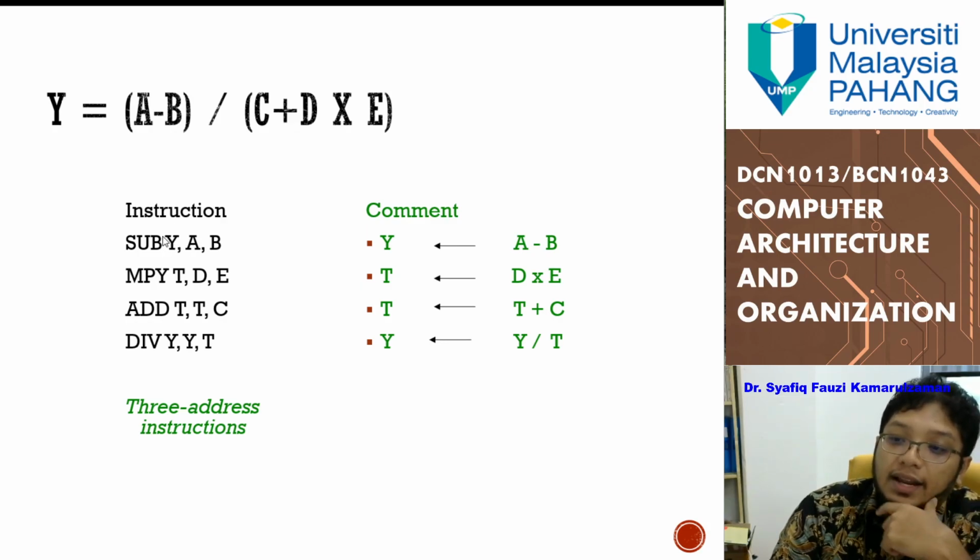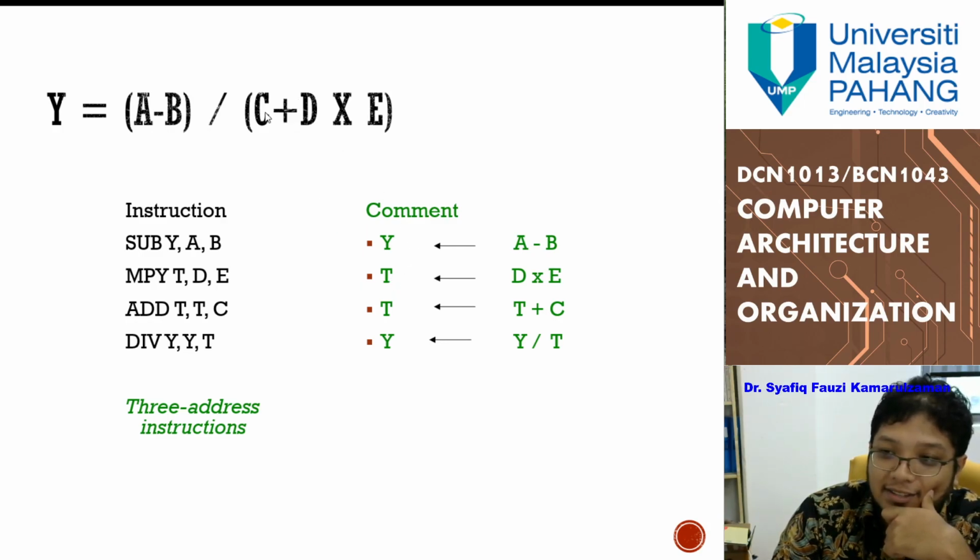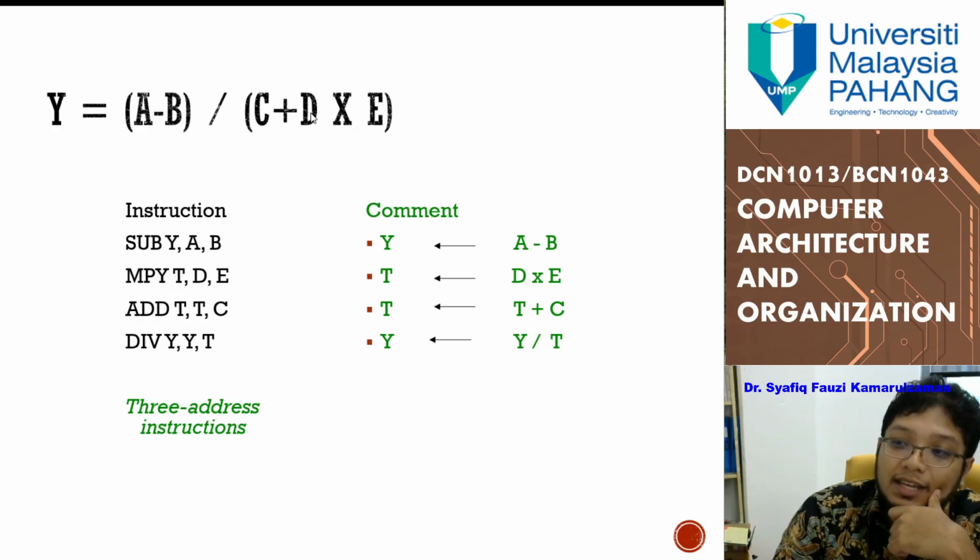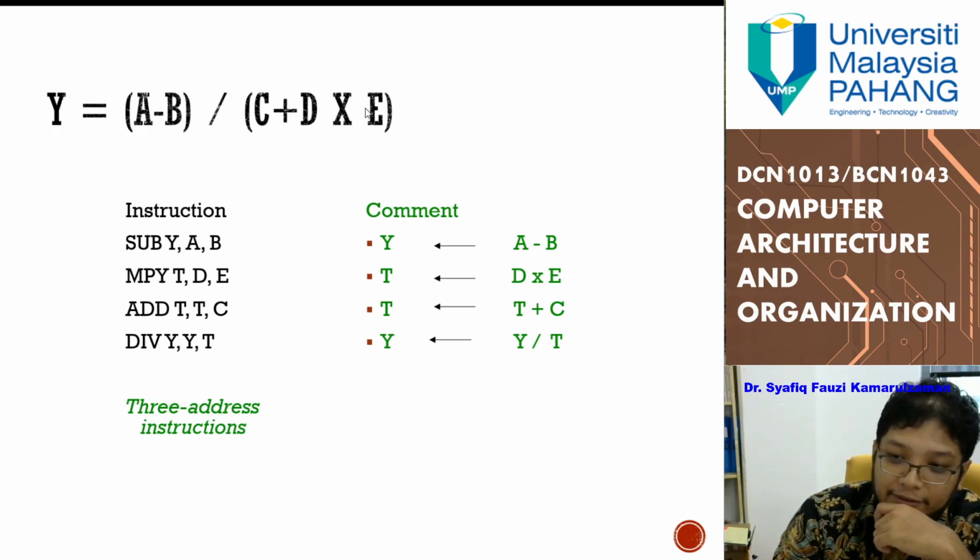And then multiply TDE. So they do the DE first, D times E, so the data is being stored in T. They do not add the C plus D. Why? Because D times E has more priority in mathematics than C plus D. Okay, so do the D times E first.